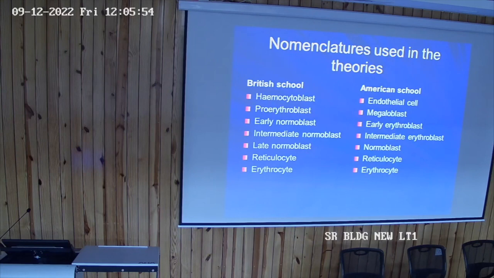When we are talking of the British school, it is hemocytoblast, endothelial cells. That is different. But more or less, it is proerythroblast, then megaloblast: early, intermediate, late, with the same terminology over here.